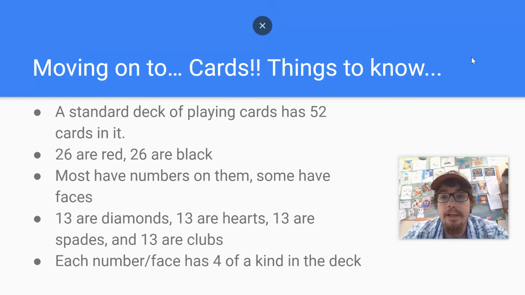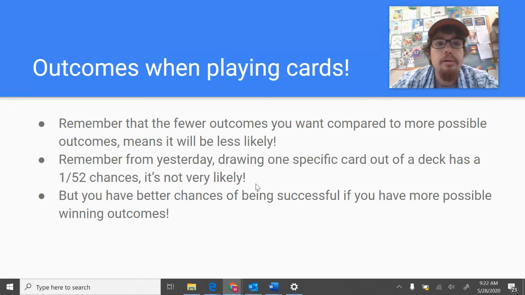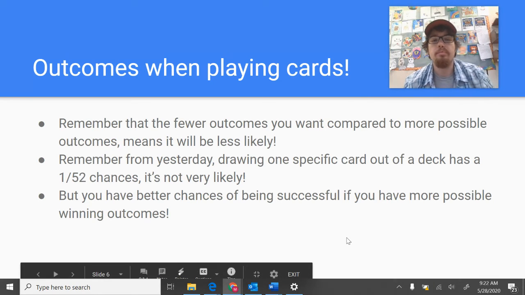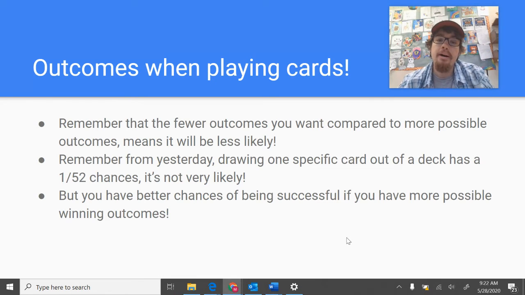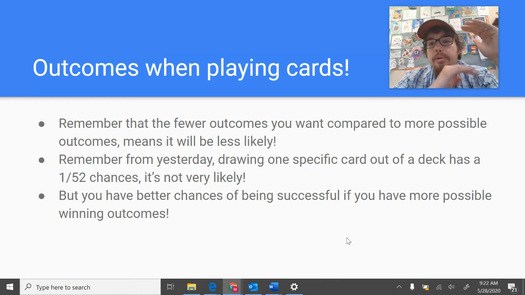Now, those are the things that we know about cards. Okay, so we can have different outcomes. And I'm back up here. Okay, so remember when we're talking about probability, chances of something happening, that the fewer outcomes you want compared to the more possible outcomes means it will be less likely. So that's like when we're doing fractions, when you had a number on the top small and the number on the bottom was really big, it was a smaller fraction. So fewer outcomes that we want compared to more, so a bigger number on the bottom, means it's not going to be as likely. You have a smaller chance of it happening.